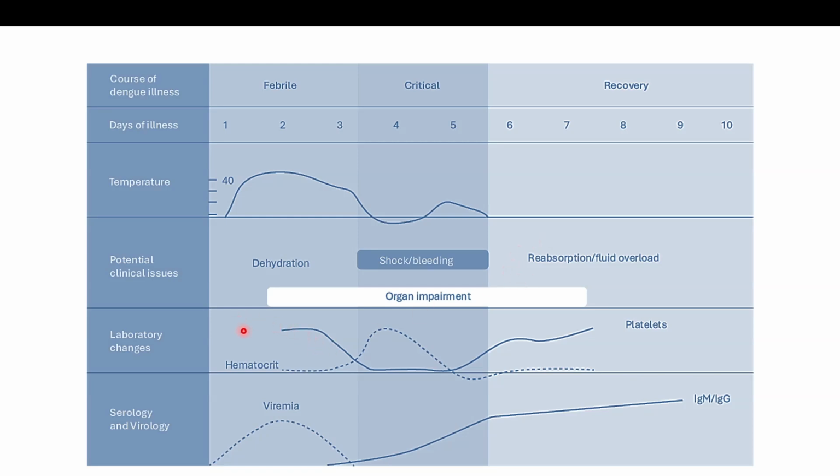For laboratory changes, there will be a hematocrit increase due to dehydration. The platelets may fall, and while the hematocrit increases, later the hematocrit also decreases. Then the platelets gradually start to rise around day 8. Viremia is high around day 2 to 3, and then it gets low, and finally the IgM starts to pick up and reaches its peak around day 5 of illness of dengue fever.